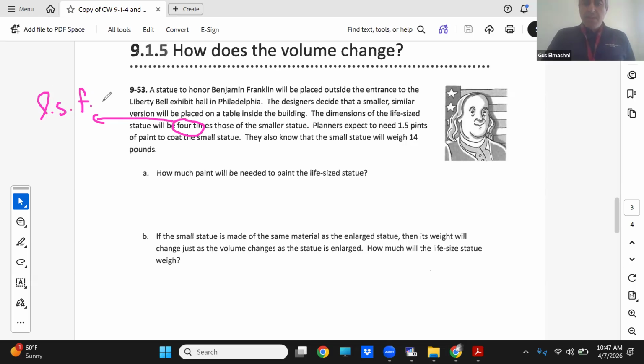Planners expect to need 1.5 pints of paint to coat the small statue. They also know the small statue will weigh 14 pounds. So that's like how much capacity it takes. I know mass is a little different from volume, but anyhow, how much paint will be needed to paint the life-sized statue? Expecting 1.5 pints to coat the small one, so how much paint? You have to consider volume. So what's the volume ratio going to be?